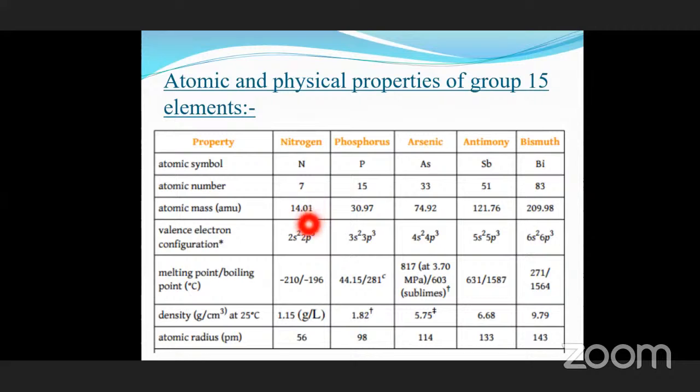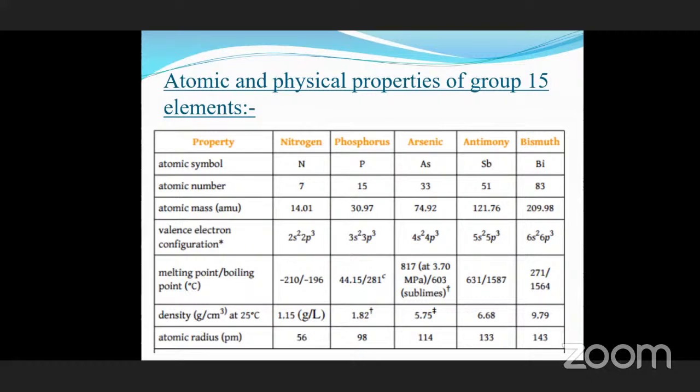Okay, then density. Density always increases in the groups. Then what about the atomic radius? Here atomic radius is mentioned in pm, that means picometers. Already you know atomic radius also increases down the groups. Clearly I have to mention here: the nitrogen atomic radius is 56, phosphorus is 98, arsenic is 114, antimony is 133, bismuth is 143.